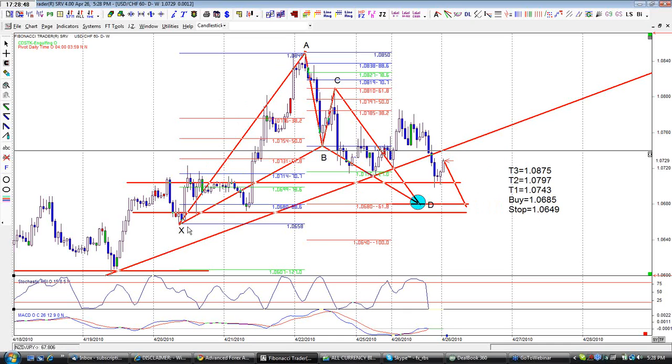But I'm just showing you that we have a bullish pattern, and the D is inside this support zone.